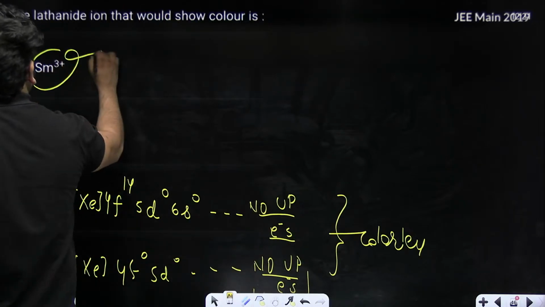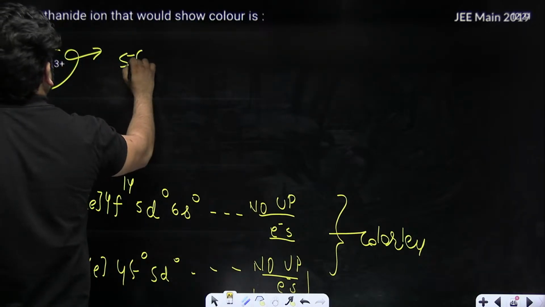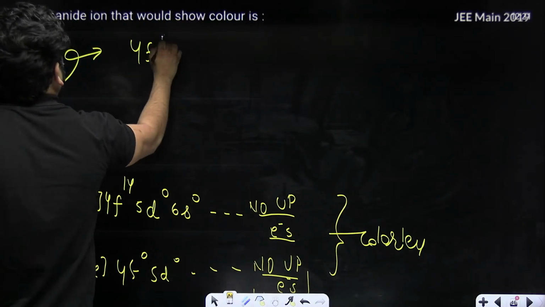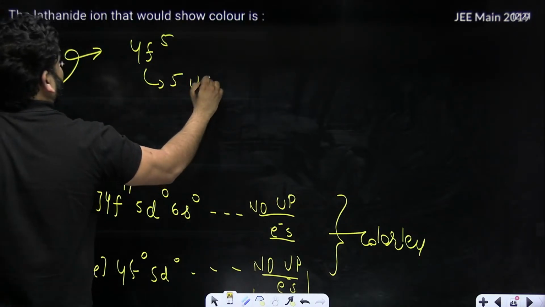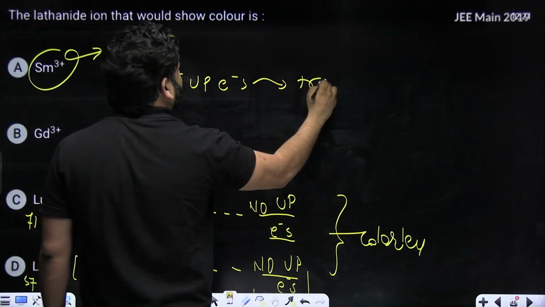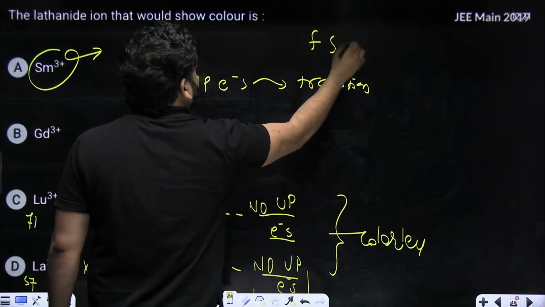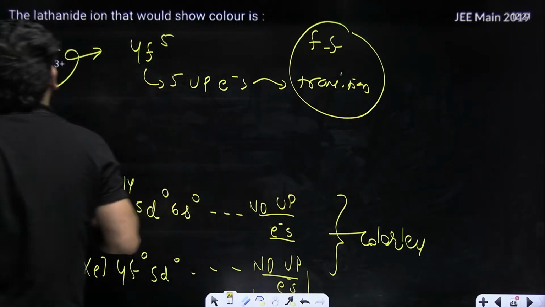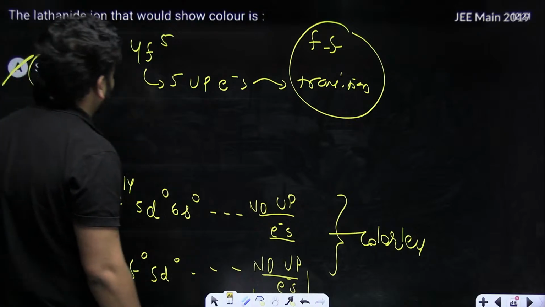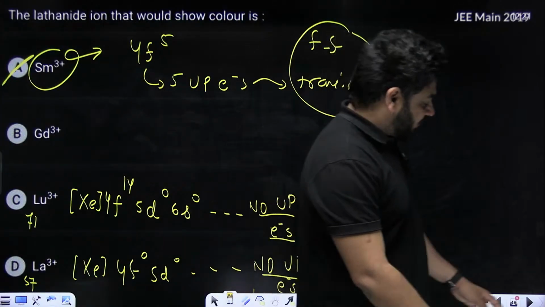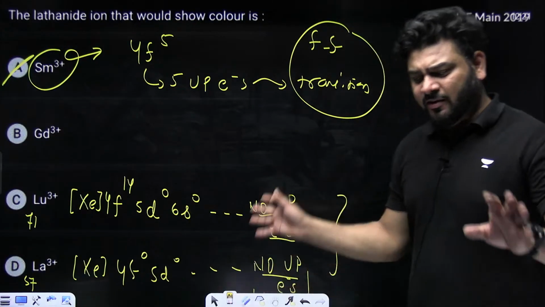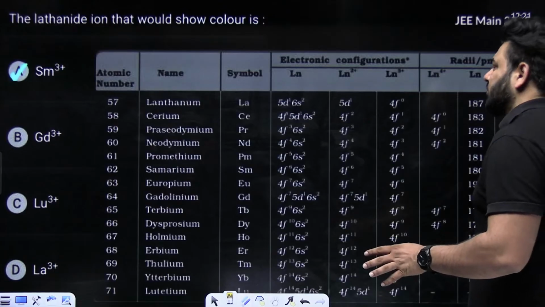And this has a configuration of 4f5. It has 5 unpaired electrons which can do the ff transition, and that's because of this color comes. Anyways, this is an F block element chapter's concept. We'll understand it later. We'll move now to the next question.